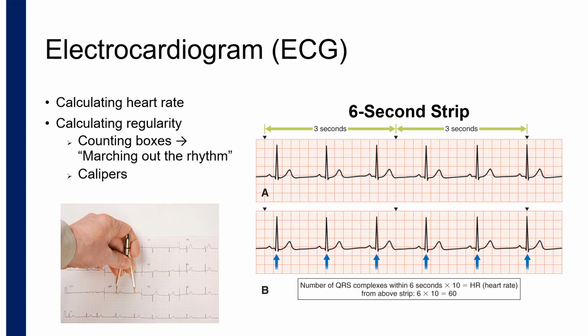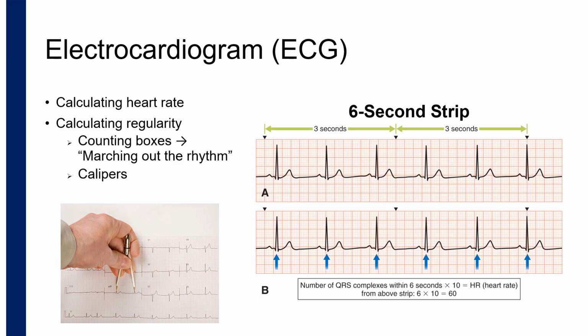So next is how to calculate the heart rate using this ECG paper. So you see this paper, it has the bolded boxes and then the little boxes inside. So we're going to use a 6-second strip. And what is the significance of this 6-second strip? Well, we know that 60 seconds is 1 minute. So if you have a 6-second strip, we just multiply it by 10, and that's going to give us a heart rate in 1 minute.